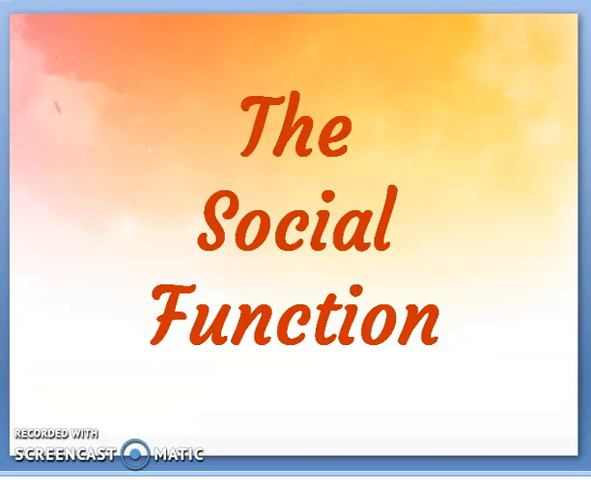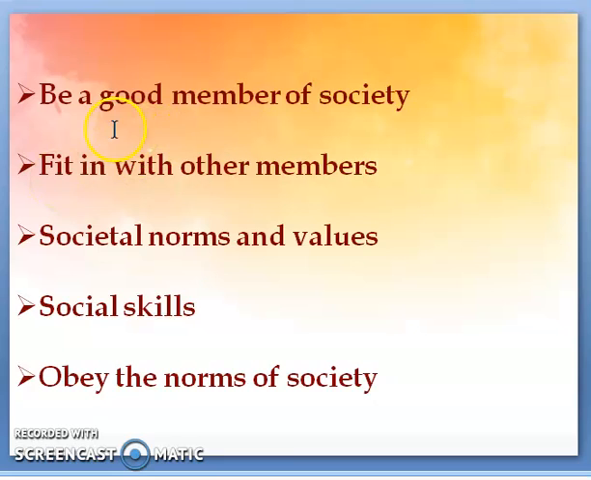The social function. Some characteristics are: be a good member of society, fit in with other members, societal norms and values, social skills, obey the norms of society. In the social function, it's basically how an individual behaves in their normal social setting, and in our normal social setting, it's basically our home and our school. So the social function expects an individual to follow these norms as listed on the screen.